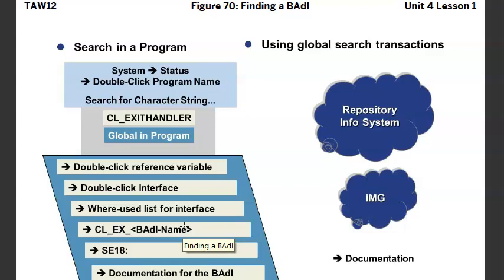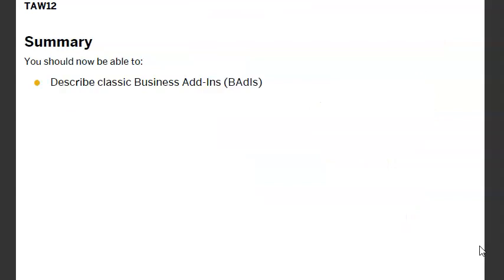After that, we have to go to SE18, check that, and then do the implementation for it in the SE19 transaction. This is what we are going to do. So this is how we have described classical business add-ins.